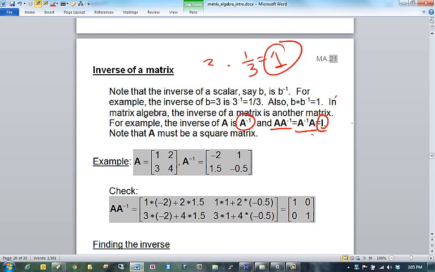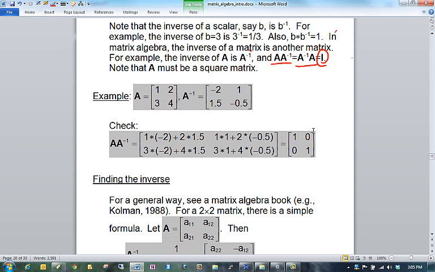So what this is saying then is that A has to be a square matrix. So whenever we work with inverses of matrices, we always have to have a square matrix. Let's take a look at an example. So here's my matrix A. It has simply 1, 2, 3, 4 in it. And then its inverse is what's shown there. And you can verify on your own that when you multiply A times A inverse or A inverse times A, you get the identity matrix.